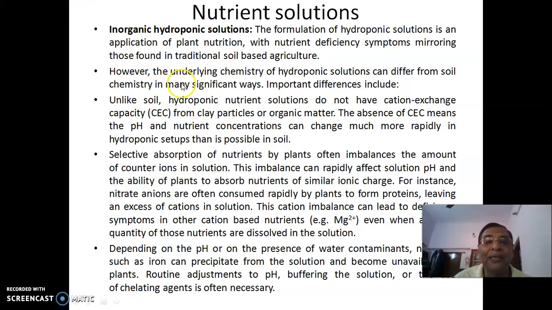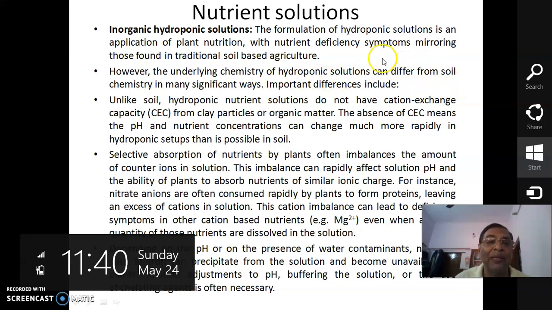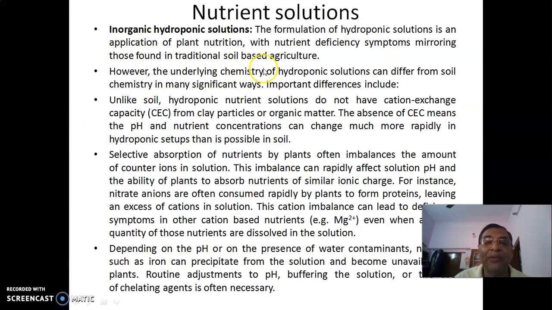However, the underlying chemistry of hydroponic solutions can differ from soil chemistry in many significant ways. Important differences include, as I told you, some difference. It's not just like in the soil, where there are already existing nutrients and we are simply adding some fertilizers and other things. Here, these are some of the difficulties. Unlike soil, hydroponic nutrient solutions do not have cation exchange capacity from clay particles or organic matter.